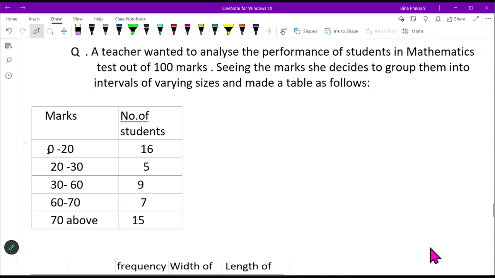What did she do? She clubbed 0 to 20 range. Then 20 to 30 go. 30 and 40 has been clubbed. 40, 60 to 70 ko club kar diya. And then the last, she wrote 70 above itne log ko mila.